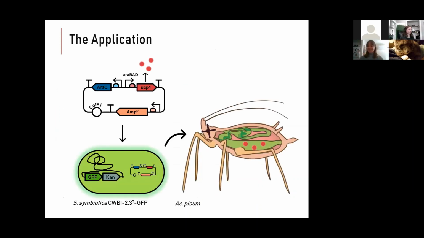Okay, so getting into the application, as I mentioned at the beginning, I had a pest control sort of focus for this application. So basically I've engineered this strain to contain a plasmid that has an inducible toxin on it, so that when I feed it to the aphids and induce expression of that toxin, we should see an increase in aphid mortality.